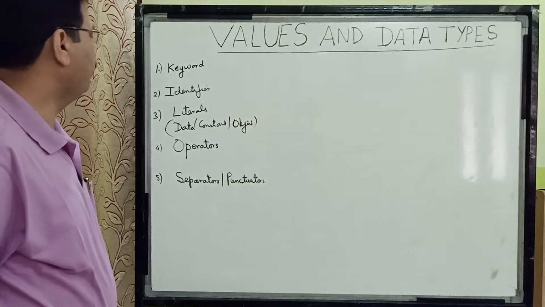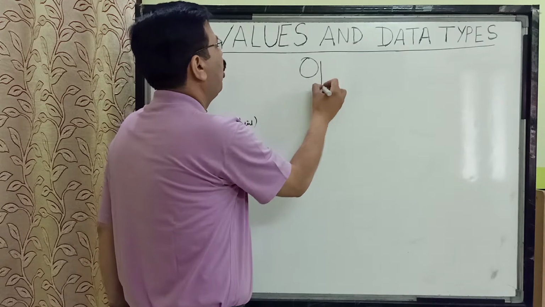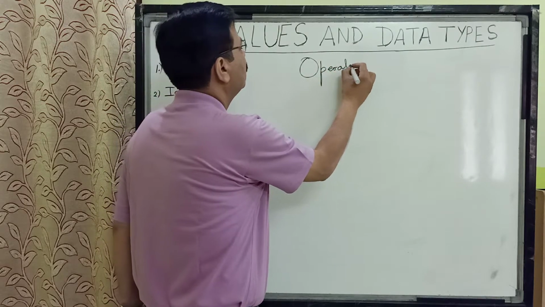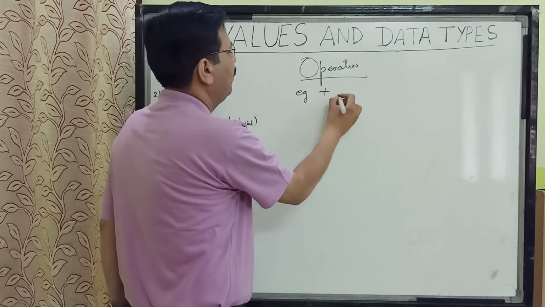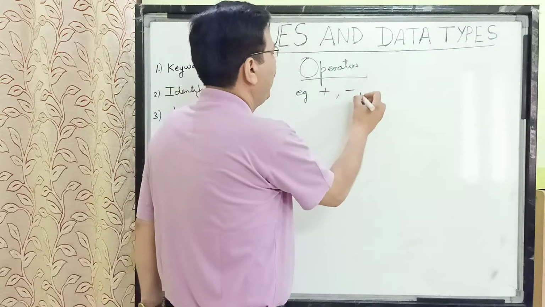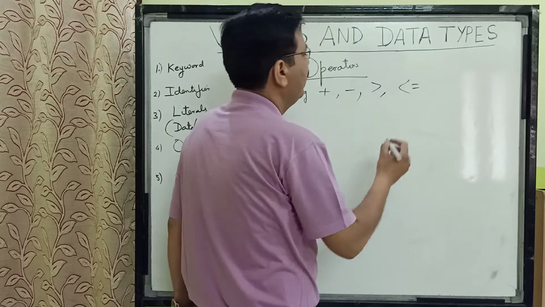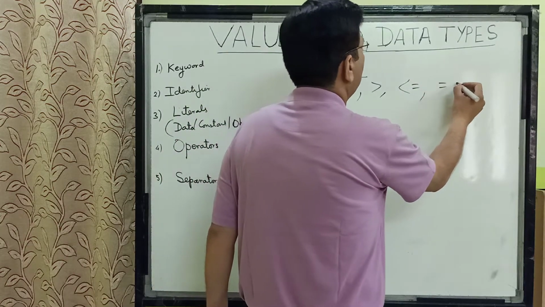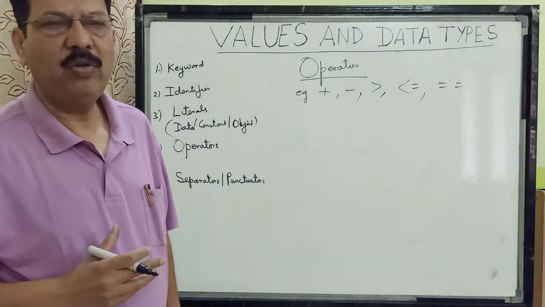So children, the next token which we are studying is operators. Now children, if I talk about operators, then this plus sign is an operator, minus sign is an operator, greater than sign is an operator, less than sign is an operator, equal to sign is an operator. These are some operators which I have given over here.